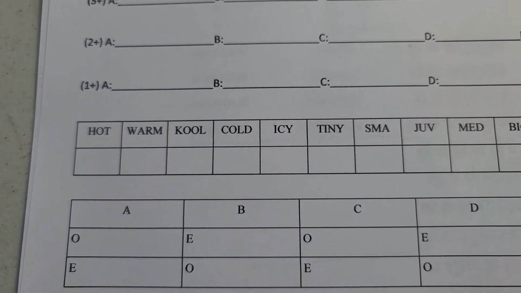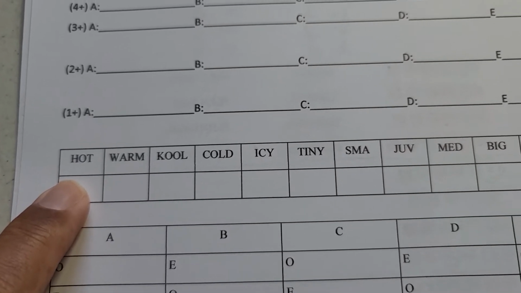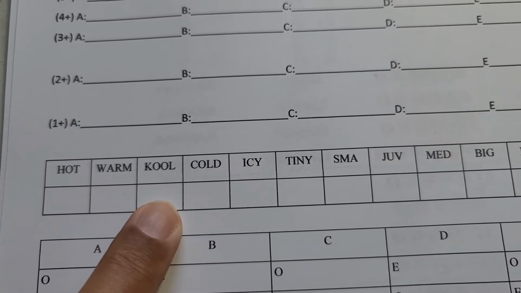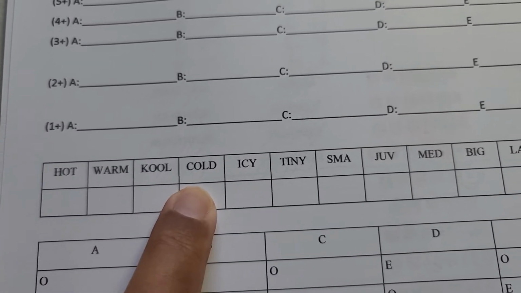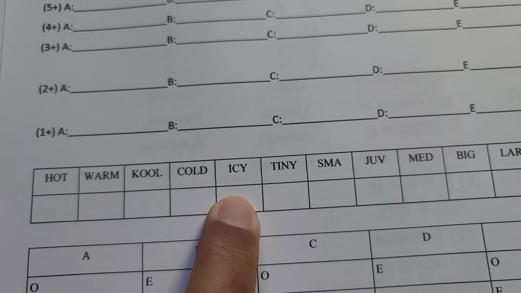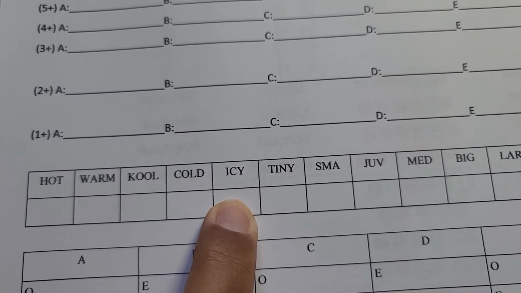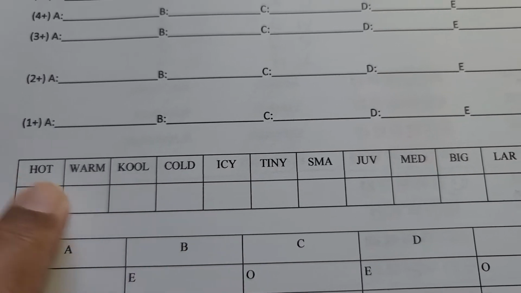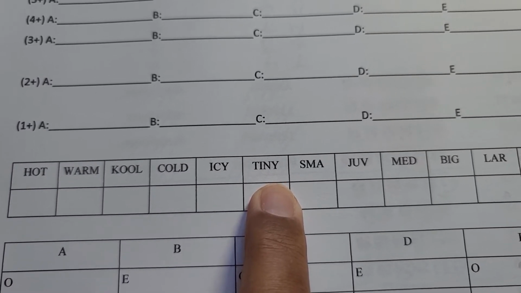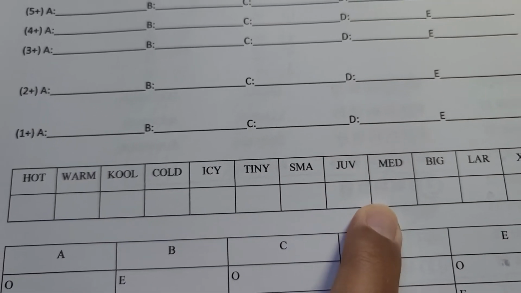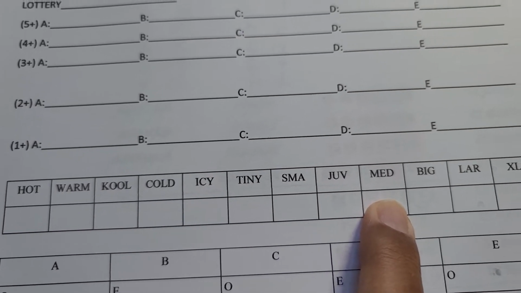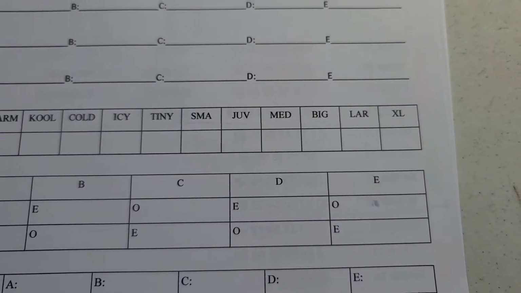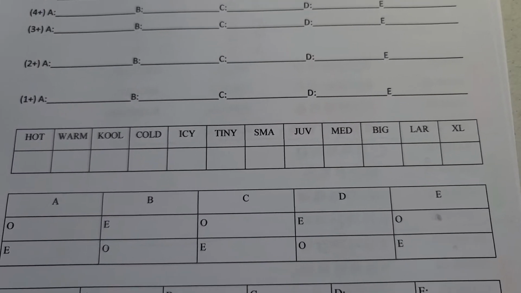And then the next thing that we have is frequency. You've got hot, warm, cool, cold, and I'm crossing out the icy. There's no icy for Malaysia. And then we come over to the size. We've got tiny, small. I cross out juvenile. There is medium, big, large, and extra large numbers. So I'm just counting how many they are.